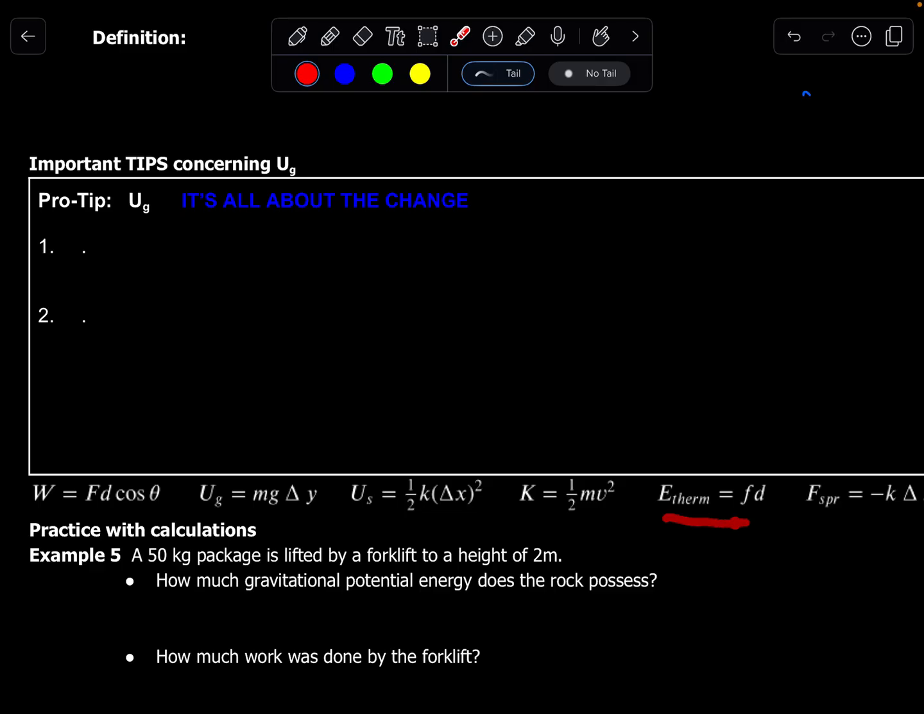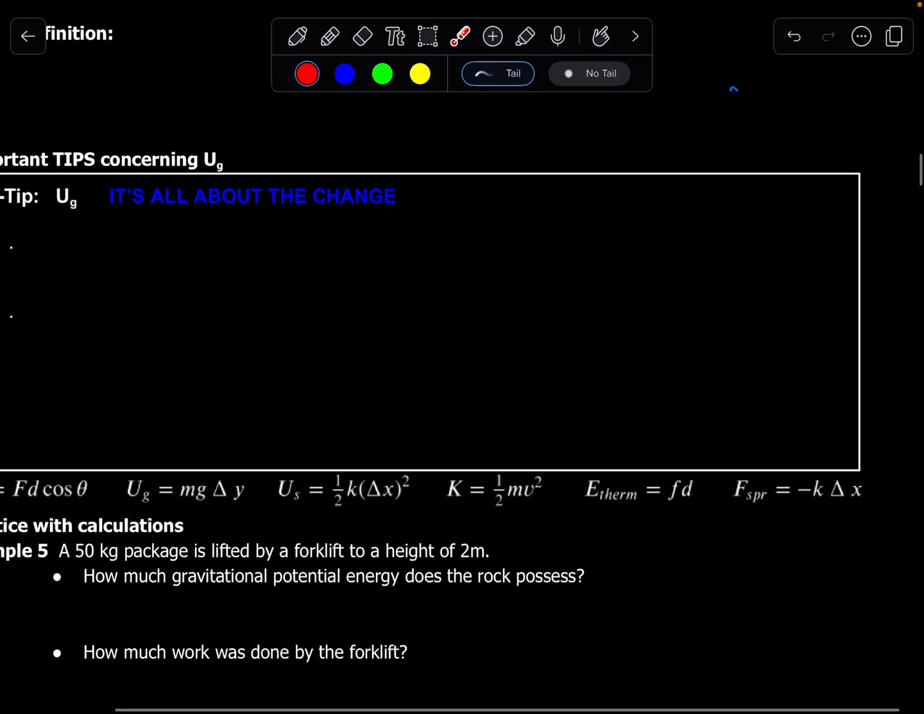And then we talked about dissipated forces. That would be thermal energy, or dissipated energy, or internal energy, which would just be the force of friction times that distance. Again, this is the work equation, force times distance. This equation is not on your equation sheet. It's really just a variation of the work equation. And thermal energy is always going to be negative work being done, because you're always going to remove energy out of the system.